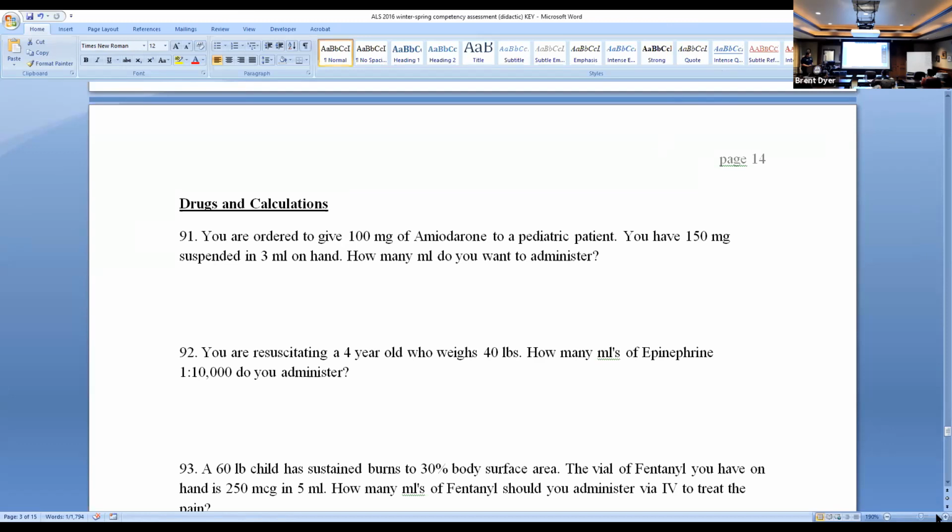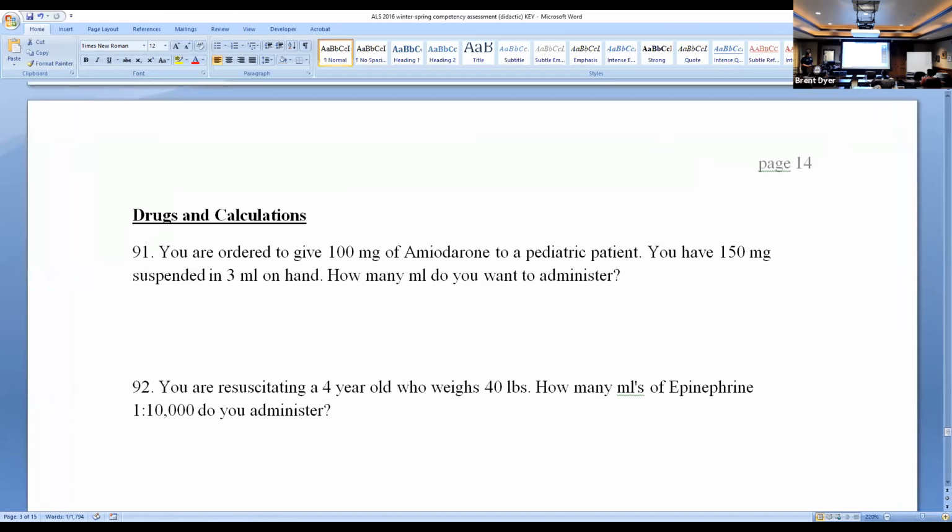So now we're moving into more of the specific AEMT prep of the class. Nonetheless, we're going to take a peek. On this one, we're ordered to give 100 milligrams of amiodarone to a pediatric patient. You have 150 milligrams suspended in 3 milliliters. How many milliliters do you want to administer?